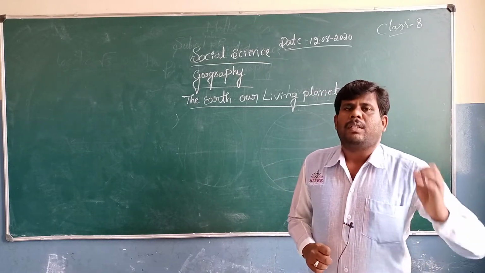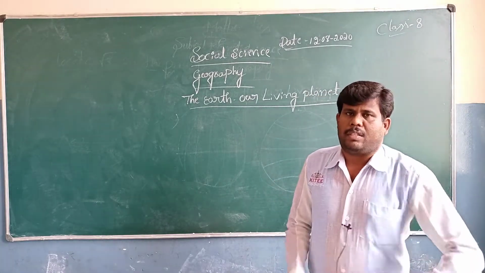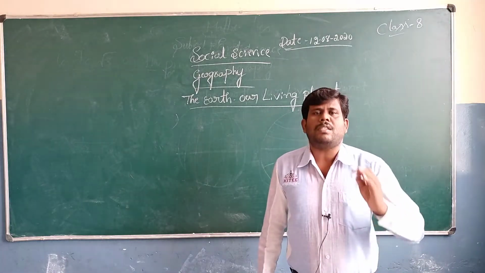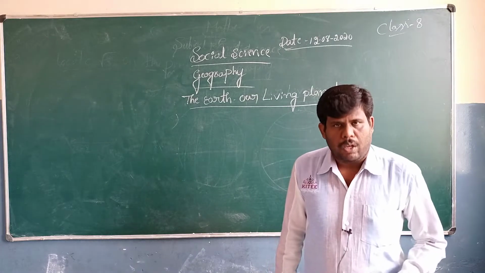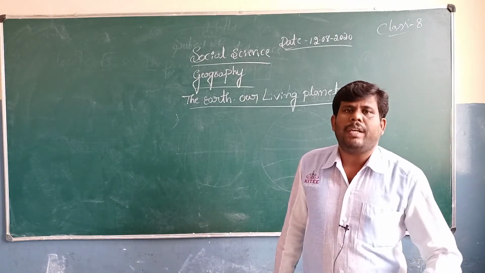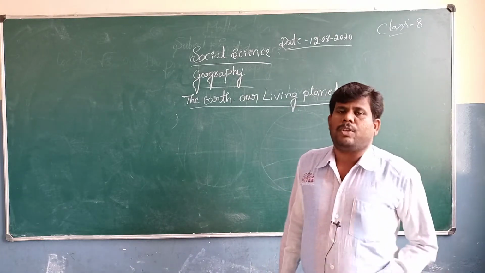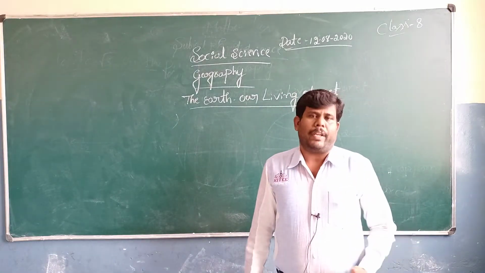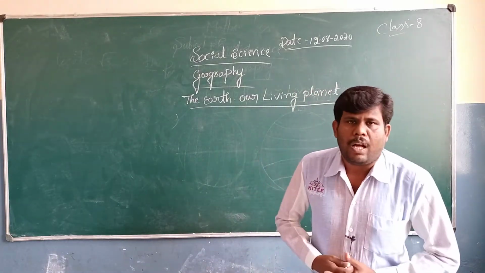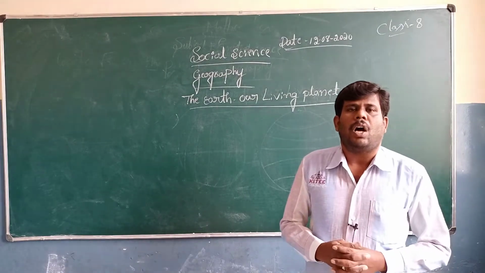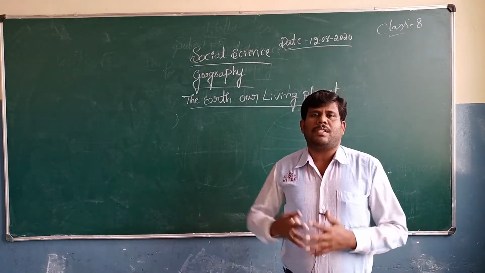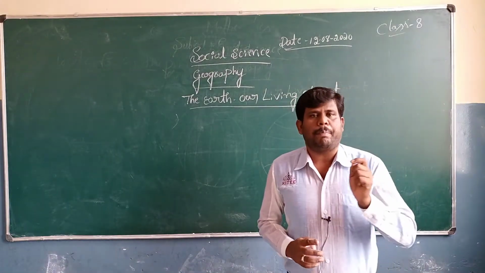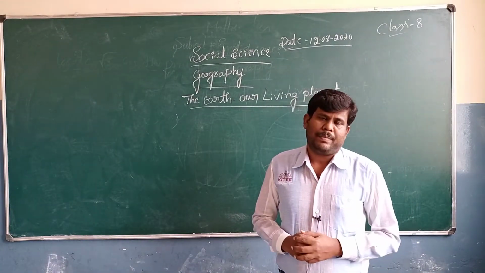And you know that there are continents. The large land masses are called continents. Asia is the largest continent. Australia is the smallest continent. And the large water bodies are known as oceans. Pacific Ocean is the deepest ocean and peaceful ocean.